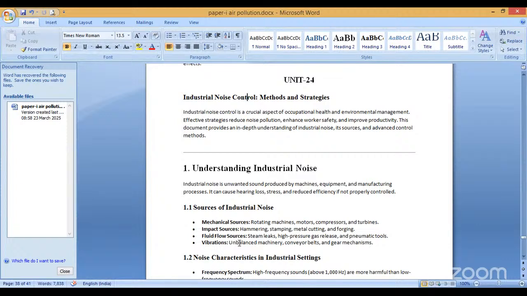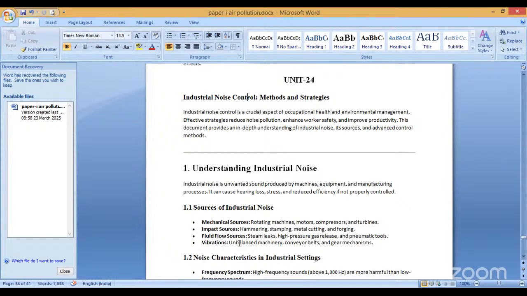Shall I repeat it once again? The industrial noise control, the methods and the strategies. Industrial noise control is a crucial aspect of occupational health and environmental management. Effective strategies reduce noise pollution, enhance work safety, and improve productivity. This document provides an in-depth understanding of industrial noise, its sources, and the advanced control methods.